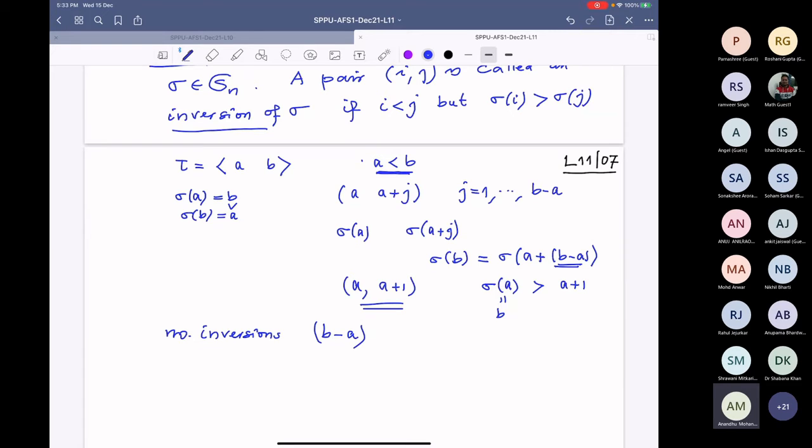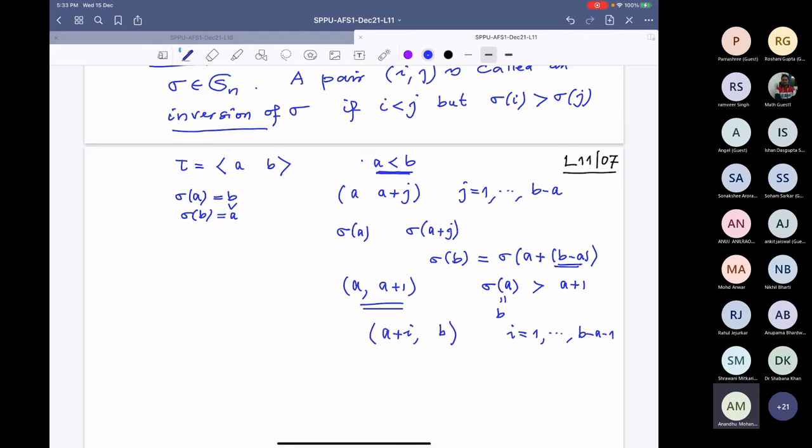No, I forgot also something. I forgot the other pairs, the other side. I forgot what happened to the other side. See, here I kept a fixed and this increase. Now I can do the same. I can keep b fixed and then increase this a plus i. And how much can I do that? i is from 1 to b minus a minus 1.